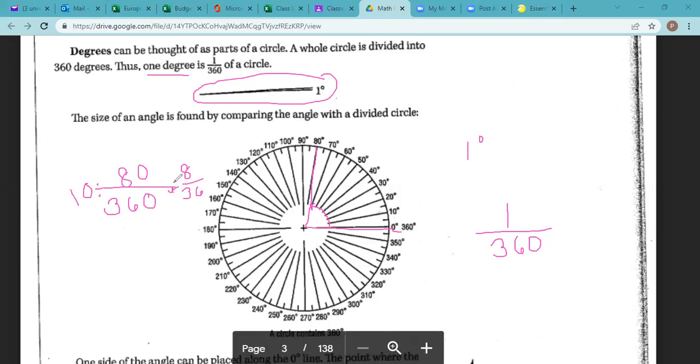4 divided into 8 is 2. 4 divided into 36 is 9. So if you did have 80 degrees out of 360 degrees, if you were to go ahead and simplify it, you would end up with 2/9.